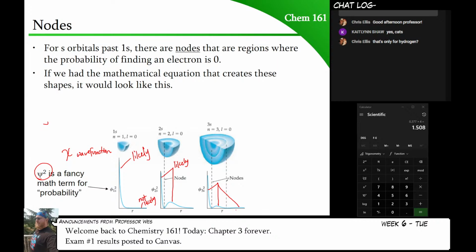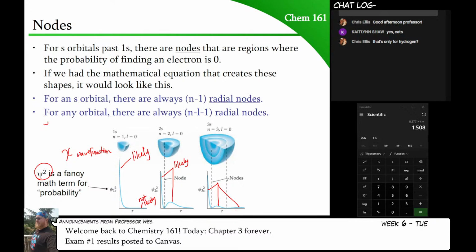So looking at these graphs can help us understand what the shape of the orbital is, because this is plotting R on the bottom of that axis. I should have started with this. R is radius, if you haven't figured that out. For an s orbital, there are always n-1 radial nodes. In other words, at some radius away, you don't find the electron. The probability is 0.